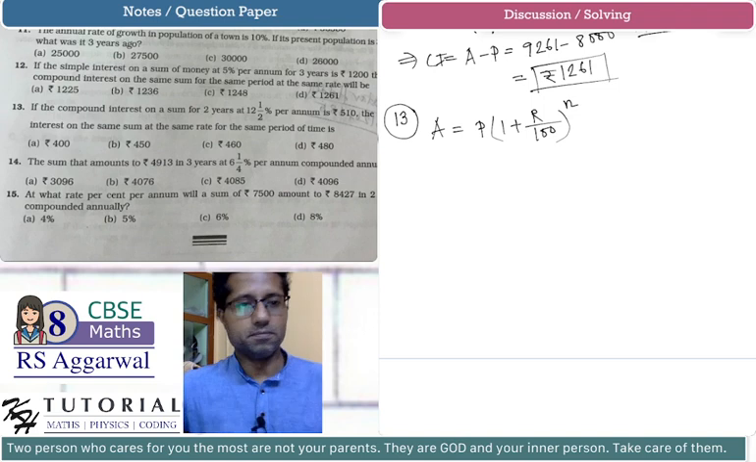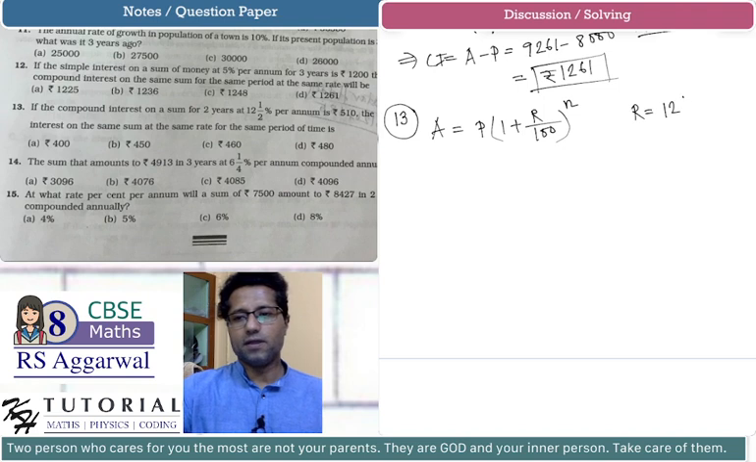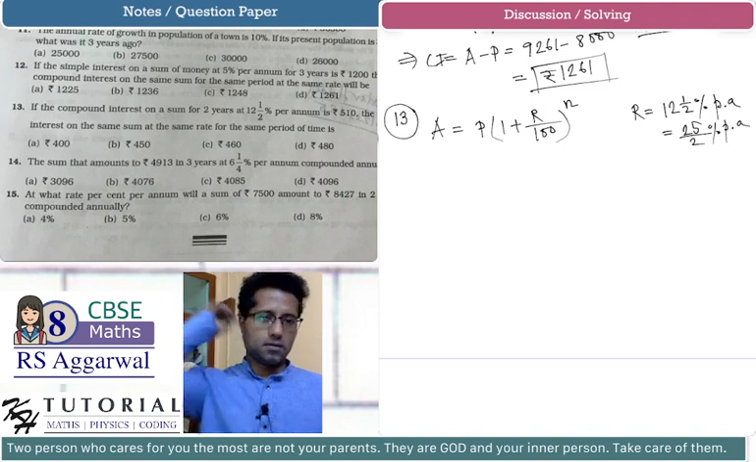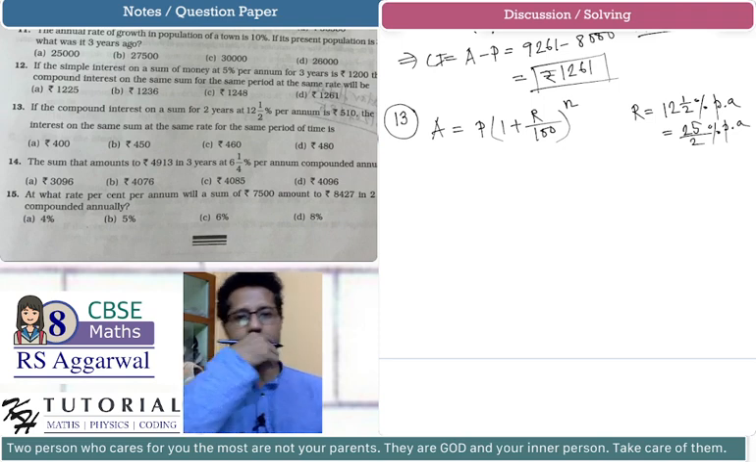Now it is given that the compound interest on a sum for 2 years at 12.5%, so R for this problem is given to be 12.5% per annum, which is equal to 25 by 2% per annum, and the T is also given to be 2 years. We have to find the sum.